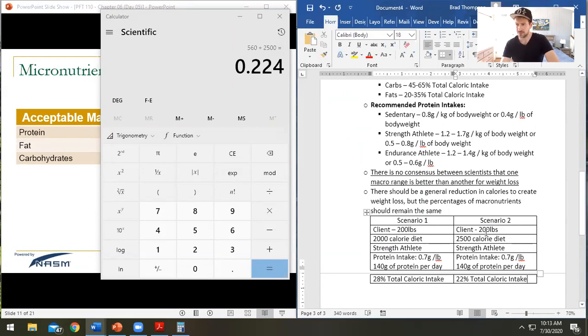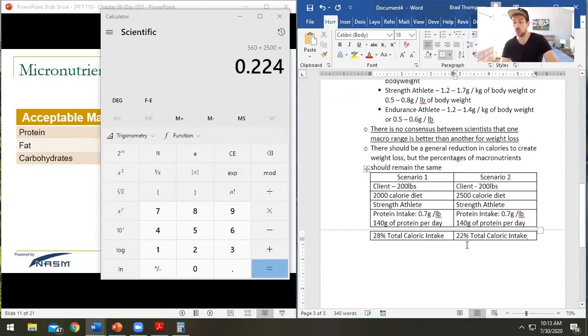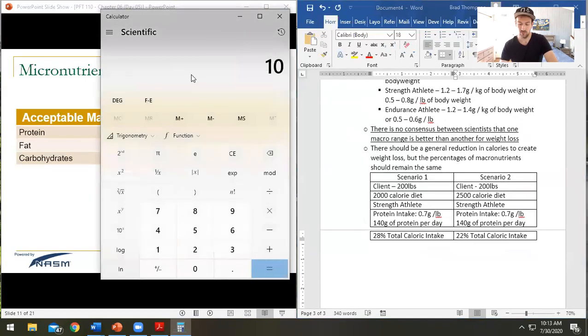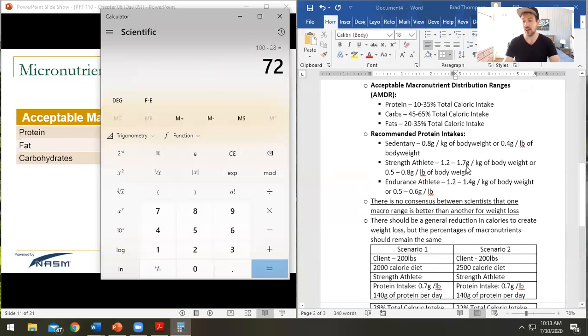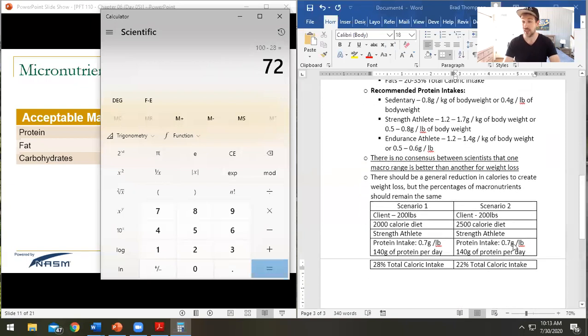Does that make sense, guys? So now we've got 72% to play with over here, and over here we've got 78% to play with. So now we can consume higher levels of fats and carbohydrates because protein is taking up less, even though they're consuming the same amount per day.